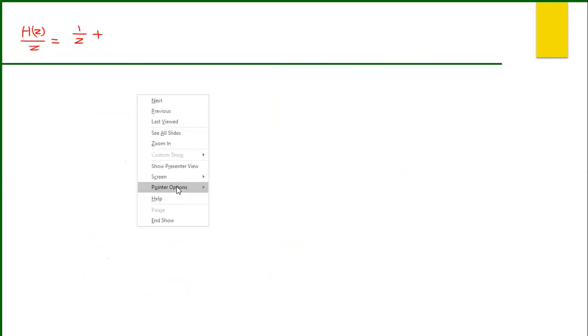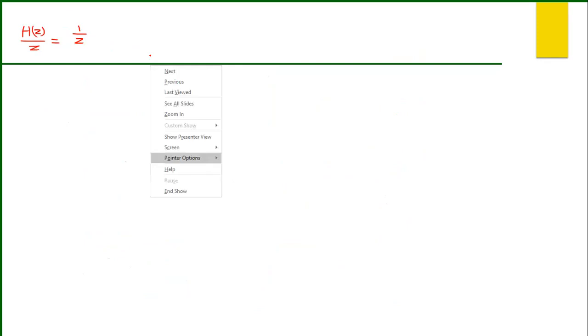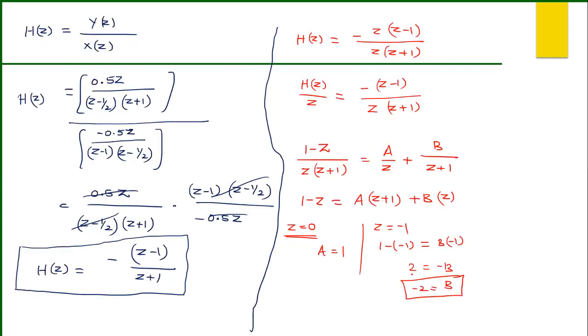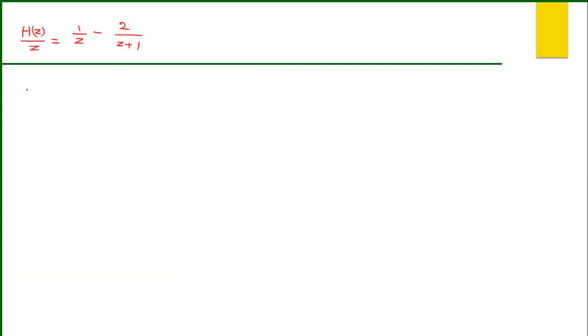Take it as minus here: minus 2 by z plus 1. The A value is 1 by z minus 2 by z plus 1. Now you write it here, h of z is equal to, now you send this z this side, z by z minus 2 times z by z plus 1. What is z by z? That is 1. H of z is equal to 1 minus 2 times z by z plus 1.